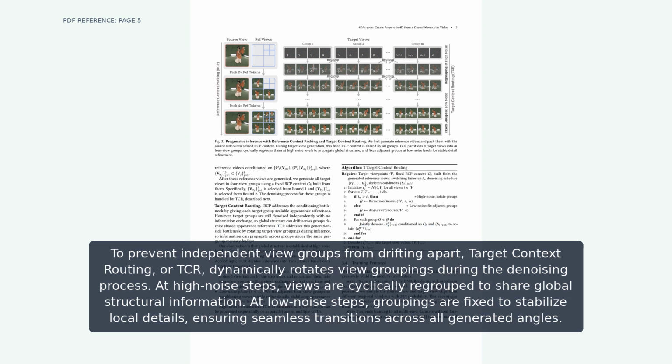To prevent independent view groups from drifting apart, target context routing, or TCR, dynamically rotates view groupings during the denoising process. At high noise steps, views are cyclically regrouped to share global structural information. At low noise steps, groupings are fixed to stabilize local details, ensuring seamless transitions across all generated angles.